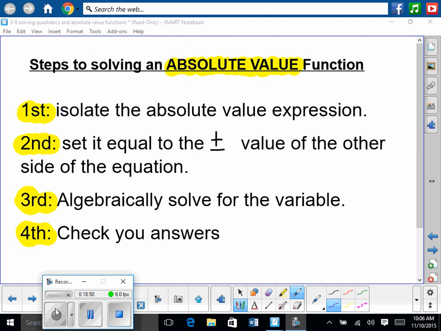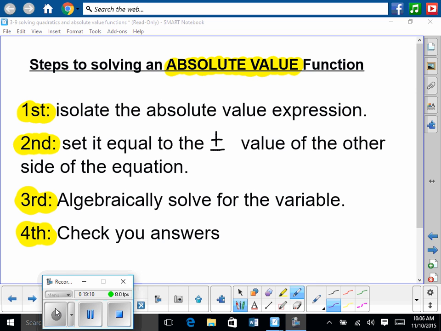Okay, so steps to solving an absolute value function. First things first, you isolate the absolute value expression. So it's very similar to solving all of our other equations. You have to isolate, just like we had to isolate what was squared, we have to isolate the radical. We're isolating the absolute value expression.